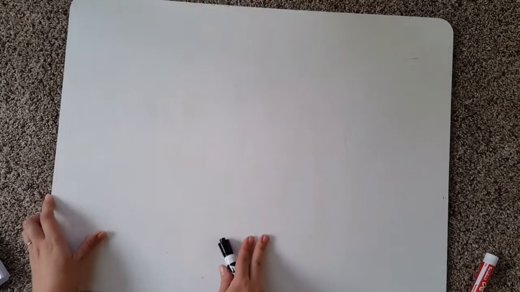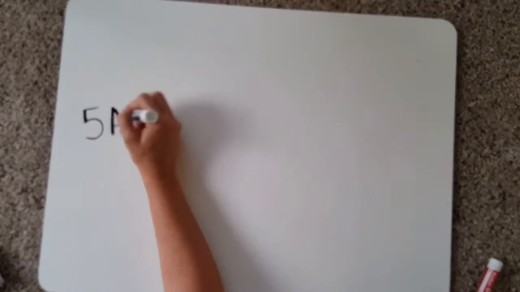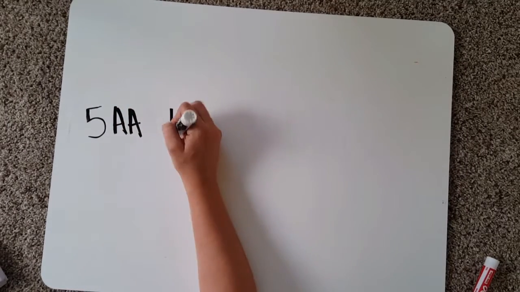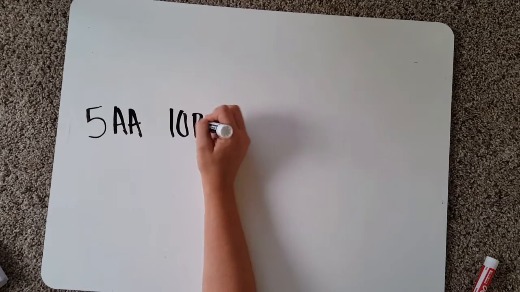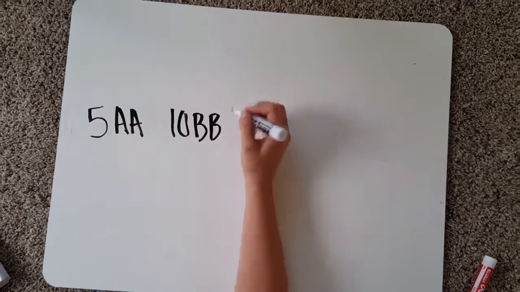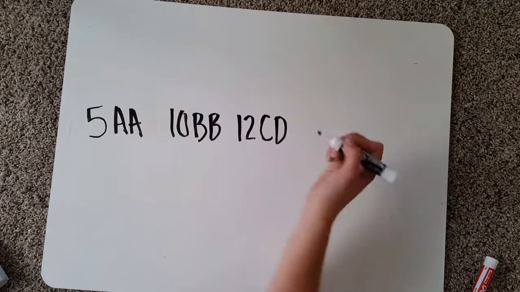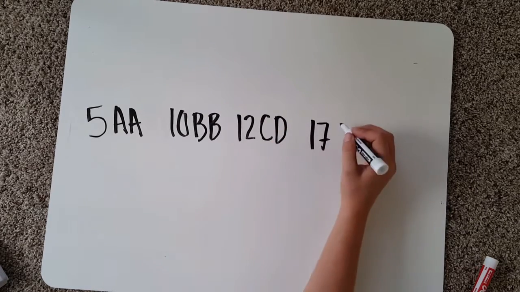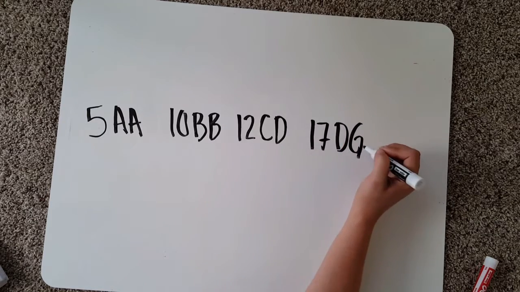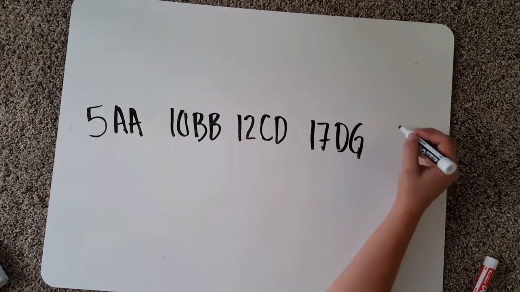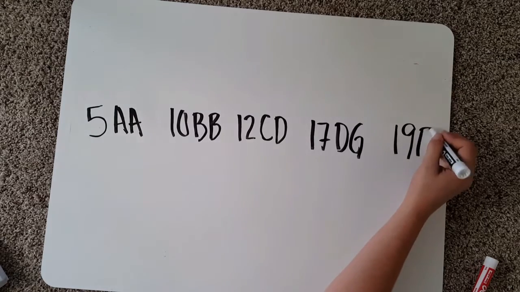And then the last one on that sheet was 5 double A, 10 double B, 12 CD, 17 DG, and 19 EK.